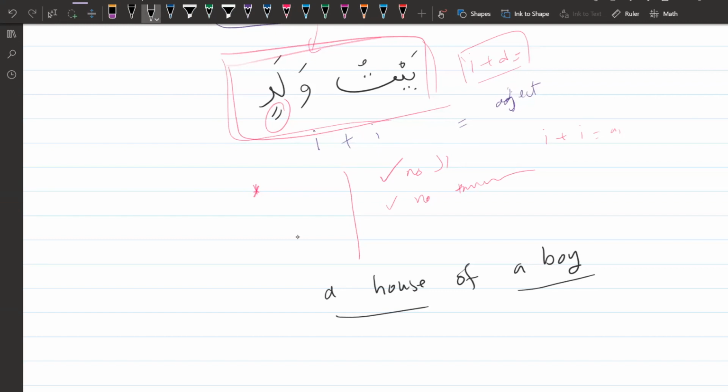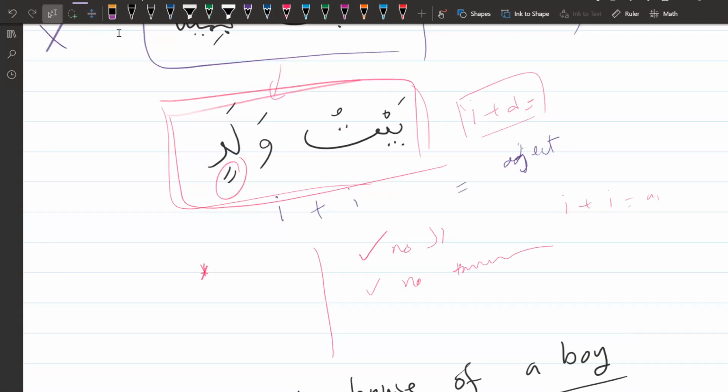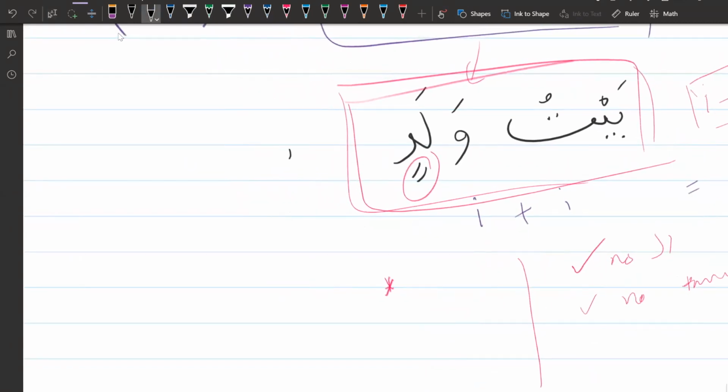So now you can understand why it is not that common, because who cares about a house of a boy? Nobody knows what house you're talking about. There's many boys, there's many houses. That's no benefit, right? But sometimes these things come. So the one that we know how to say, all we have seen is how we say Baytul Walad. Baytul Walad. Here it would be all definite. The house of the boy.